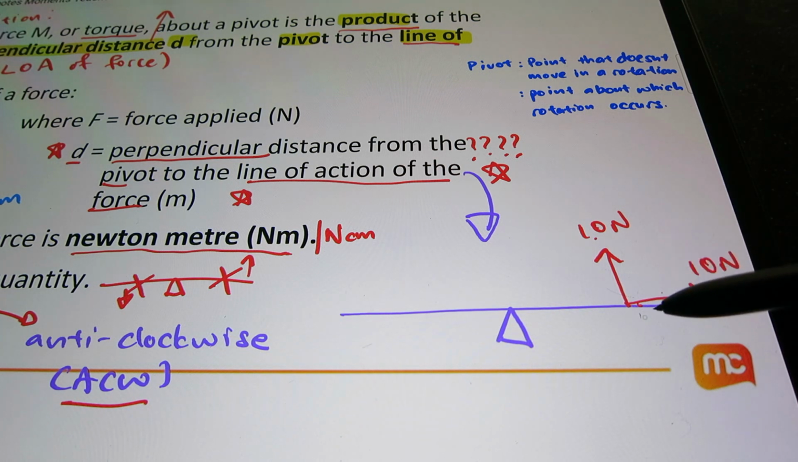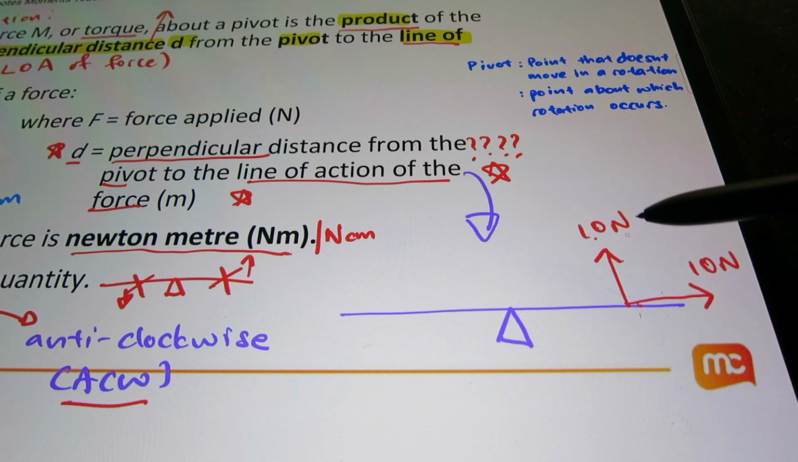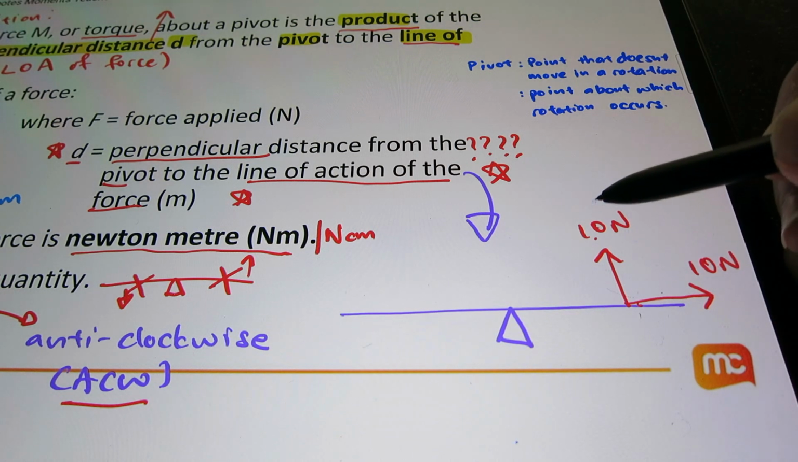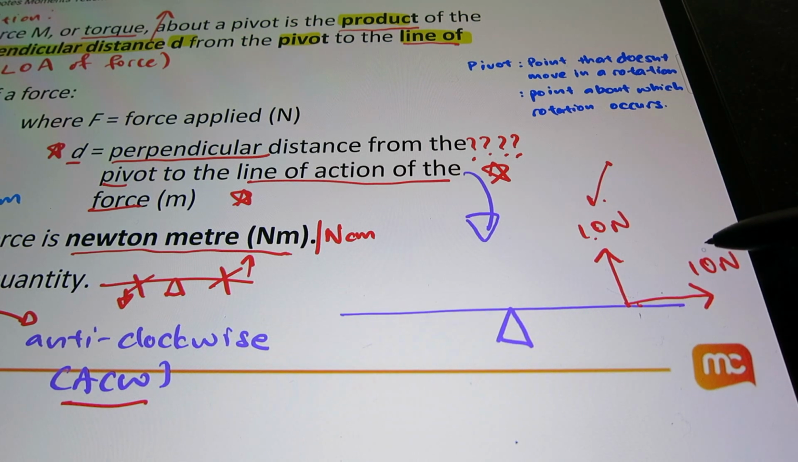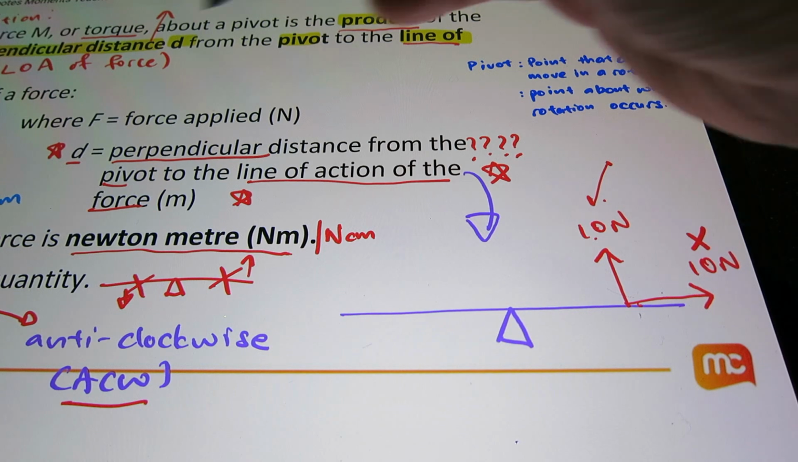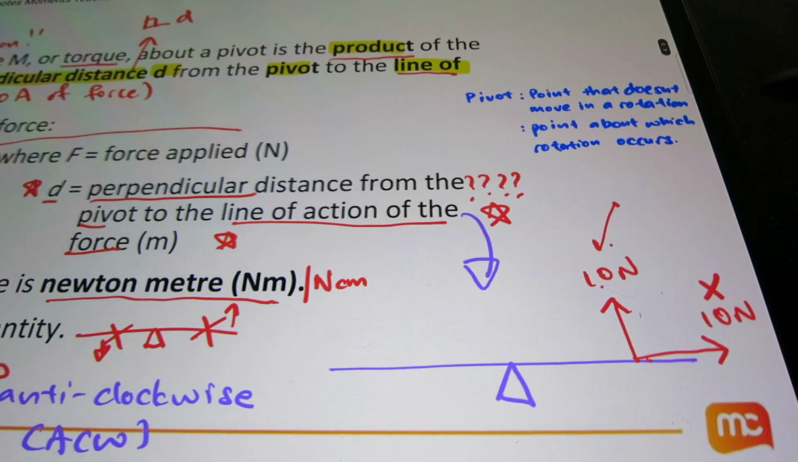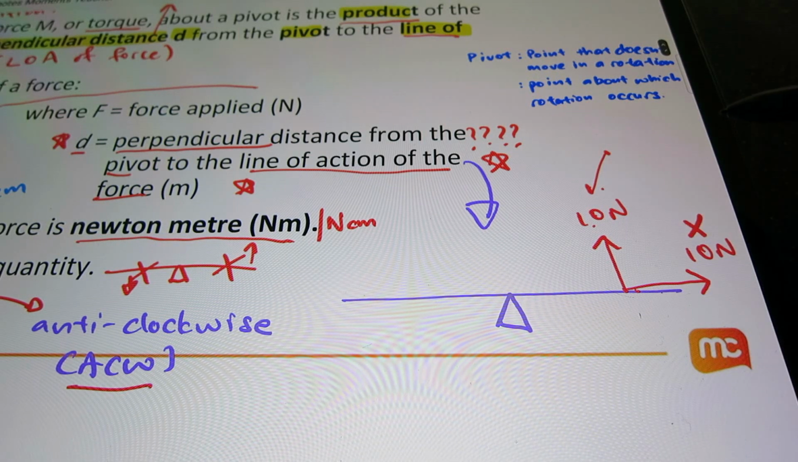So that means how strongly the seesaw will turn based on where I exert the force and in which direction I exert the force. Of course, you know that this is going to produce a greater turning effect than this one over here. And now we are going to use the formula here, moments equals force times perpendicular distance, to explain why there is a difference in the turning effect.